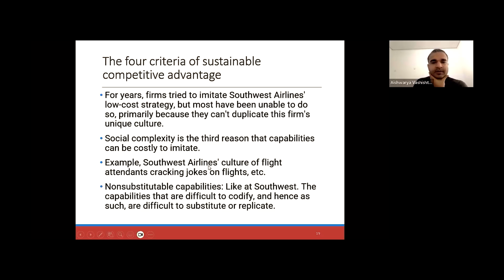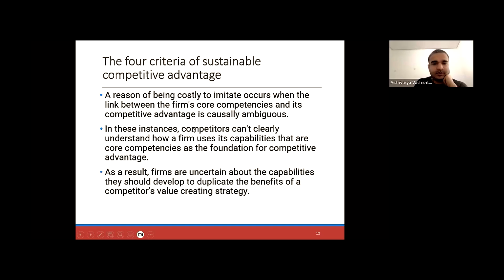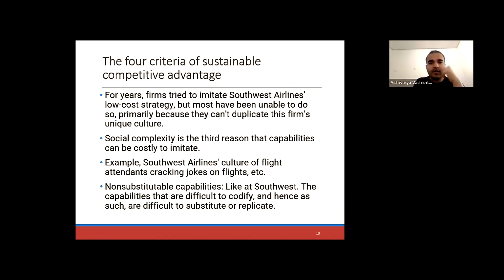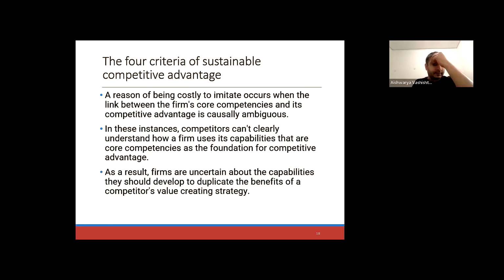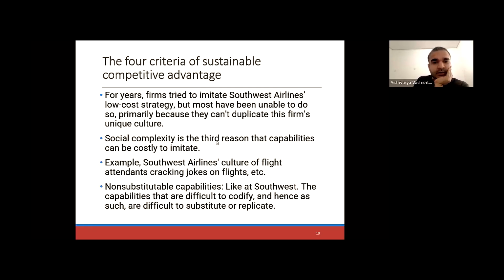Yeah, so it's basically repeating the same points again, that social complexity, or historical reasons in the case of Southwest. So that is why it becomes harder to imitate.